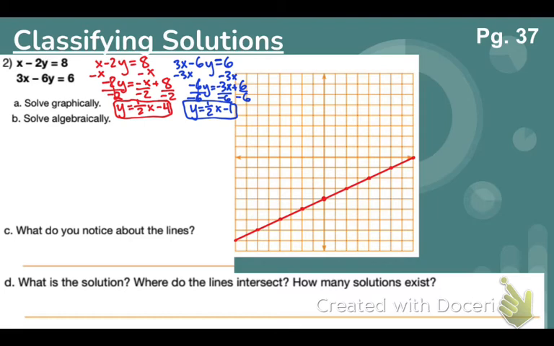Where do we start? Negative 1. How do I move from that negative 1? Up one and to the right two. Thank you. What do we notice about those two lines? Those lines are parallel.